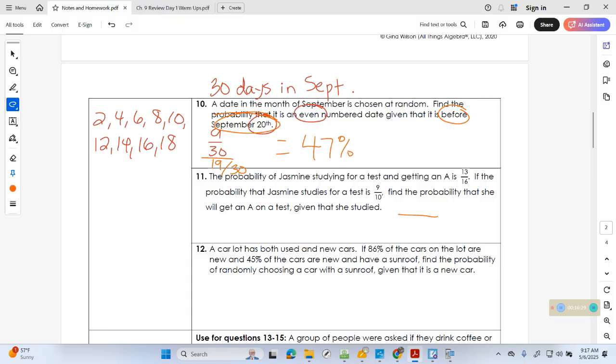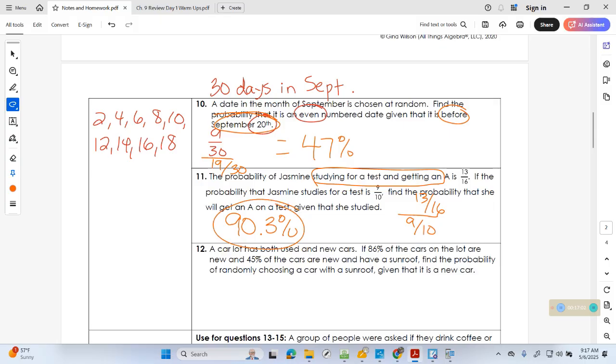So I just reread it. She studied, got an A. That's our 13 out of 16. And then, of course, the probability that she just studies, that's the 9 out of 10. So, of course, again, because you got to catch studying and getting an A, that's why that was the top one. All right, punch that in. What do you got? 90.3%.